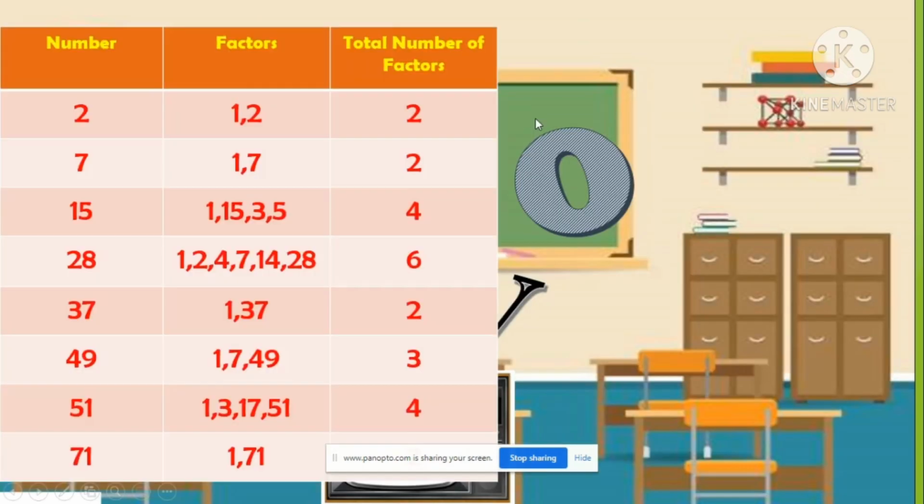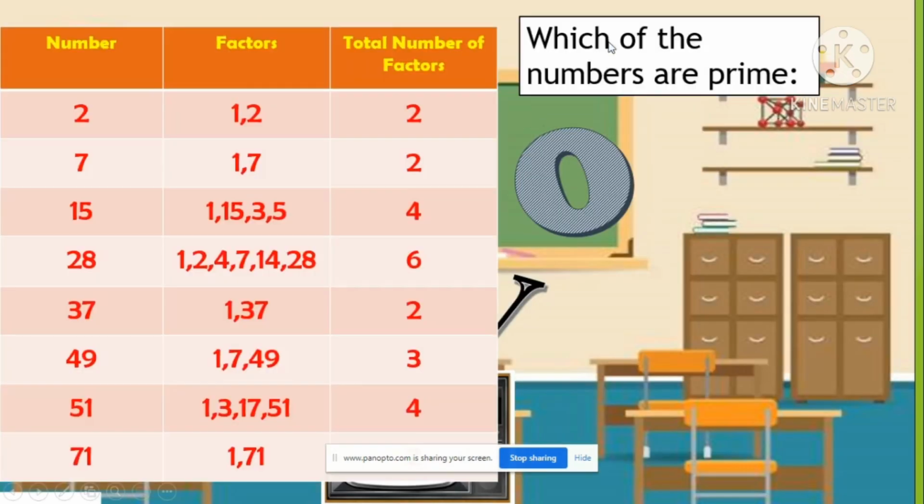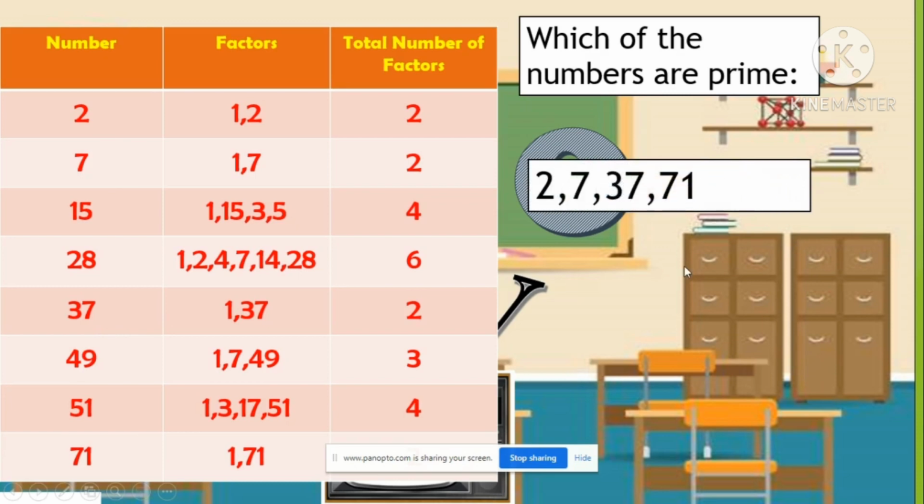Let's now answer the questions. The first question: which of the numbers are prime? Base dun sa definition, pag sinabi nating prime numbers, ang factor niya is exactly 2 factors: 1 and the number itself. Ito yung ang factors niya lang ay 2. It's 2, 7, 37, and 71.